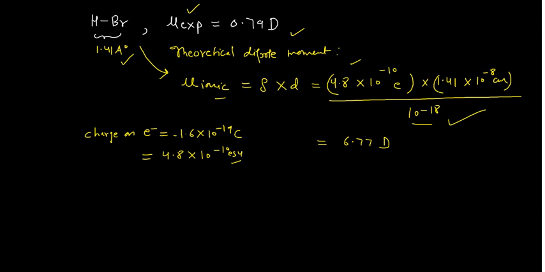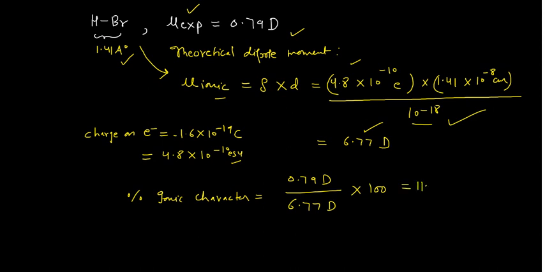Now it's very easy to calculate the percentage ionic character. Percentage ionic character is mu experimental, which is 0.79 in Debye, divided by mu theoretical, which you have calculated as 6.77 Debye, multiplied by 100. If you solve, this will give you 11.6. So roughly you can say that 12% ionic character is there in the HBr molecule. This is something very important.